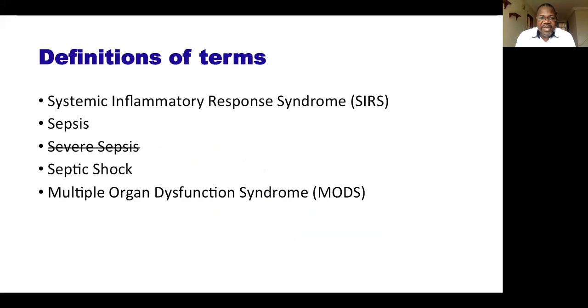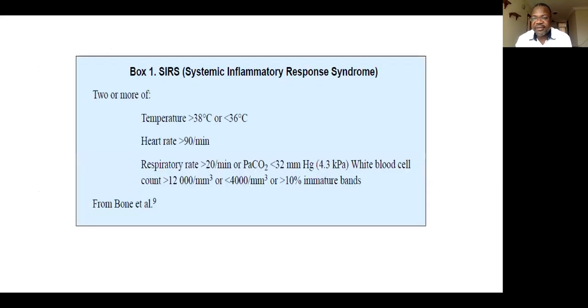So, what are the terms that we are going to define? What we need to understand? First, we need to understand what we call systemic inflammatory response syndrome. We will understand the concept of sepsis and septic shock. You will see that I scratched the concept severe sepsis because we normally use the term sepsis or septic shock, and we have multiple organ dysfunction syndrome. So those are the four concepts that we will try to understand.